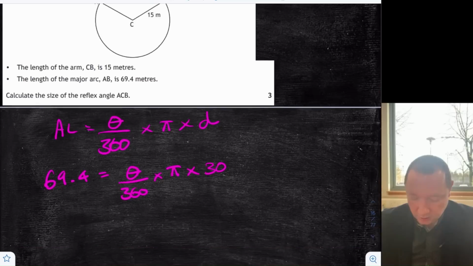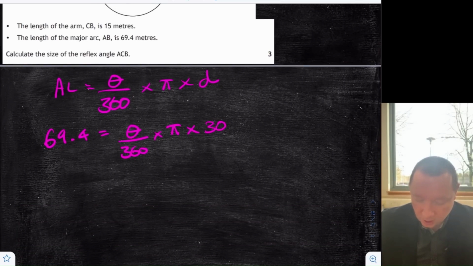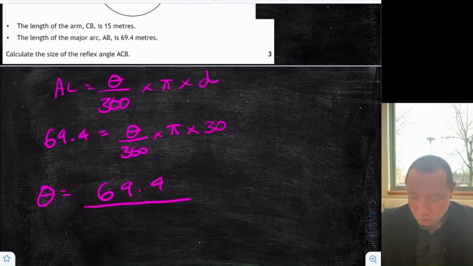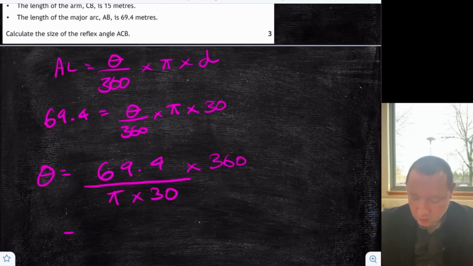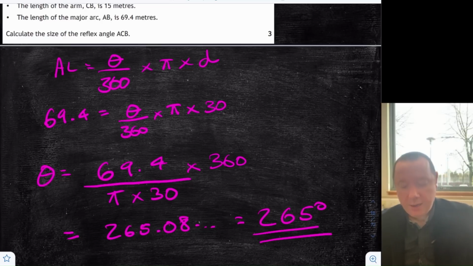And then we need to rearrange it in the same way we've been doing. So I start off with, to get my angle, 69.4. Divide by everything that was on top, pi times 30. Times by everything that was on bottom, 360. So then we can just work that out in a calculator by doing 69.4 times 360 divided by brackets pi times 30, and you will get an answer of 265.08 or 265 degrees. And that is 3 marks.